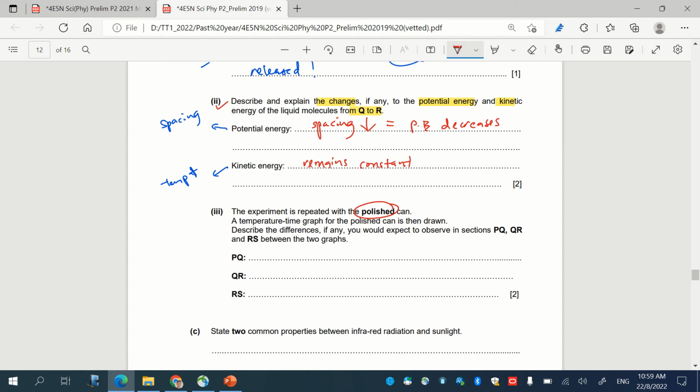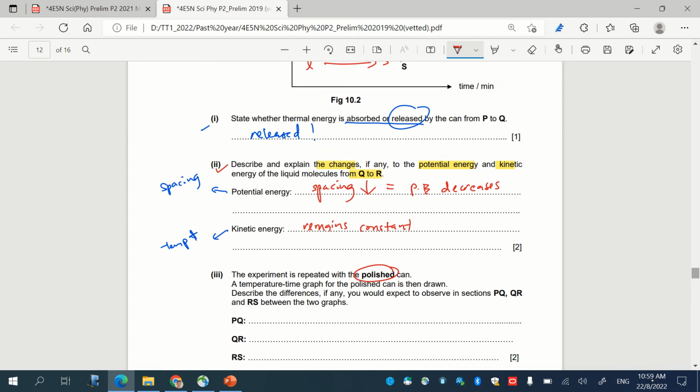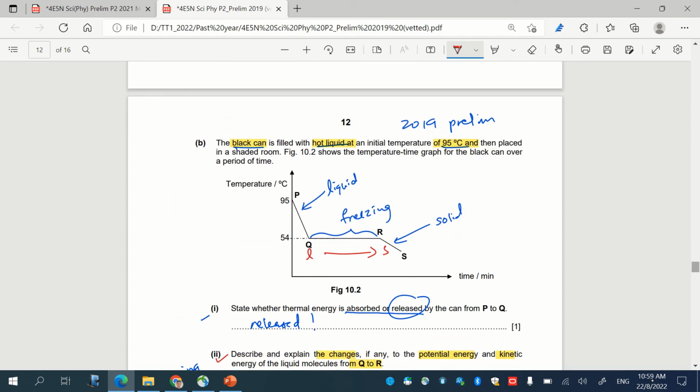Okay, so let's look at the graph. If it is a polished can, will it release thermal energy faster or slower? We have to ask ourselves. Will it be faster or will it be slower? We all know that a black can emits heat at a faster rate. That means it cools down faster. But a polished can emits heat slower. Since it emits heat slower, the graph will look like this.